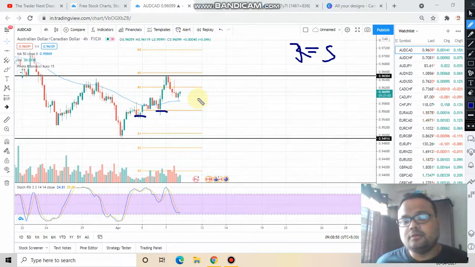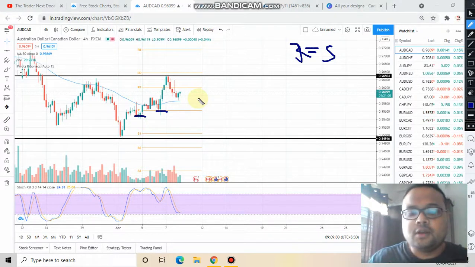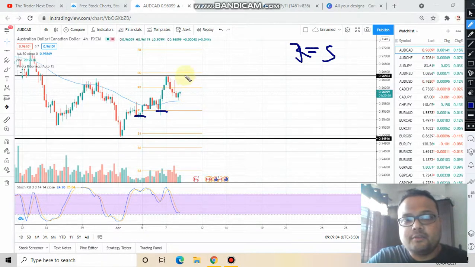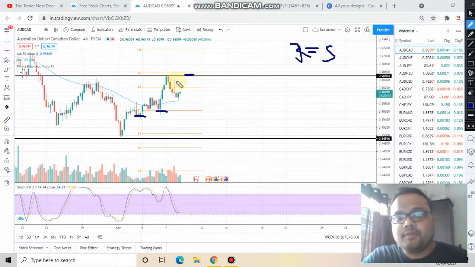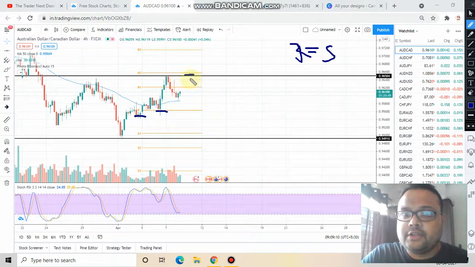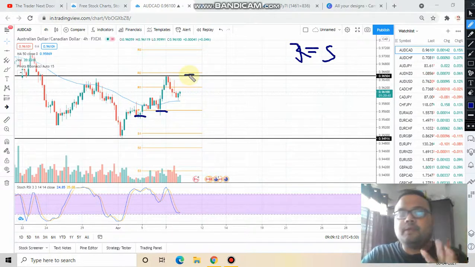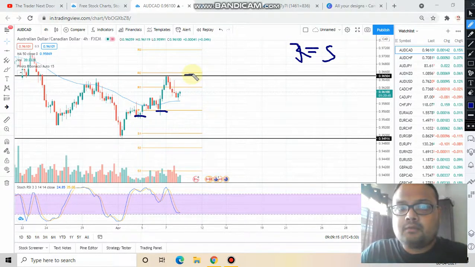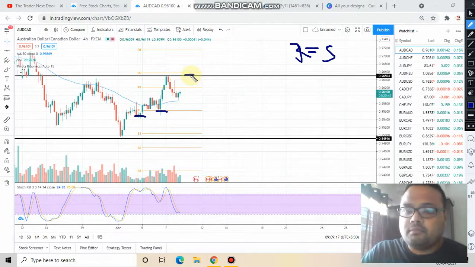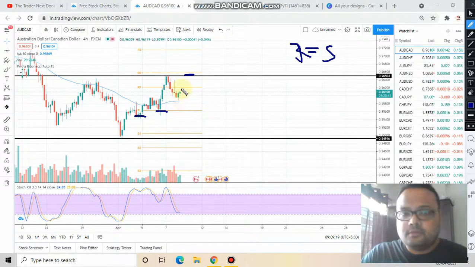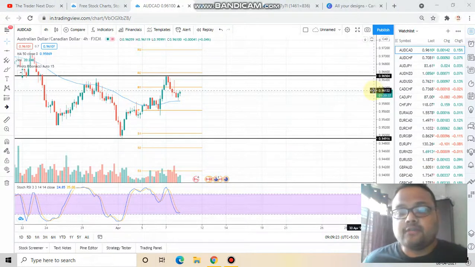Therefore, it's up to you. You can go safe, or if you want, then you can take risk. If you enter here, this will be your first target. Remember, this will be your first target, because once price reaches this level, price may stumble a little bit, it may struggle a little bit. You can come out or you may stay on the trade. It's up to you. So this is the analysis and strategy that you can follow for AUDCAD for 8 April 2021.